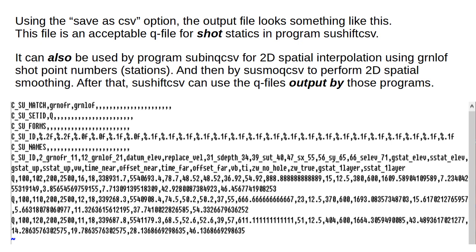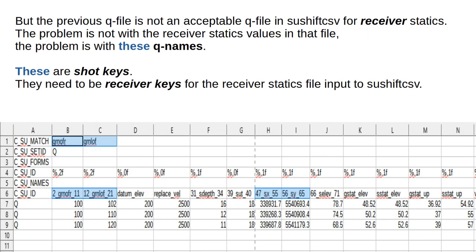It can also be used by program subinqcsv for 2D spatial interpolation using Grunloff shot point numbers, stations, and then by susmoccsv to perform 2D spatial smoothing. After that, sushiftcsv can use these Q files output by those programs.